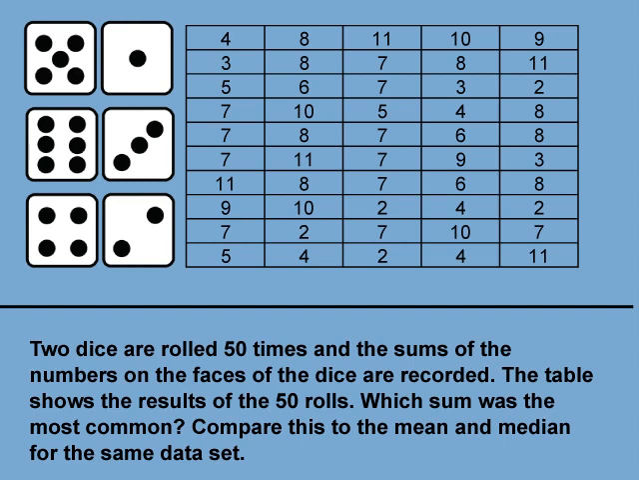Two dice are rolled 50 times, and the sums of the numbers on the faces of the dice are recorded. The table shows the results of the 50 rolls. Which sum was the most common? Compare this to the mean and median for the same dataset. When you have a dataset and are asked to find the most frequent data item, then the mode is the statistic to use. Let's look at the mode and the other measures of central tendency.